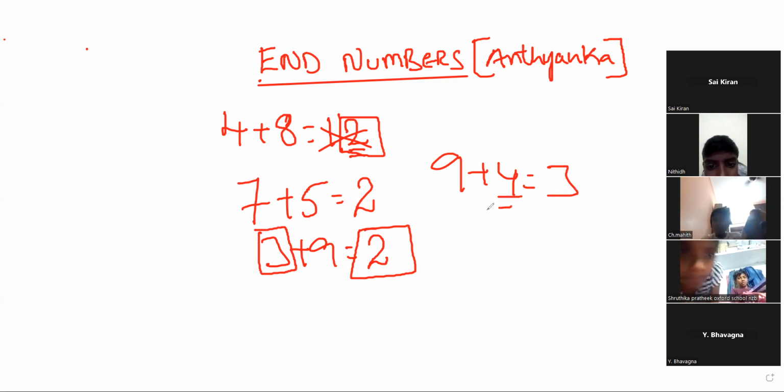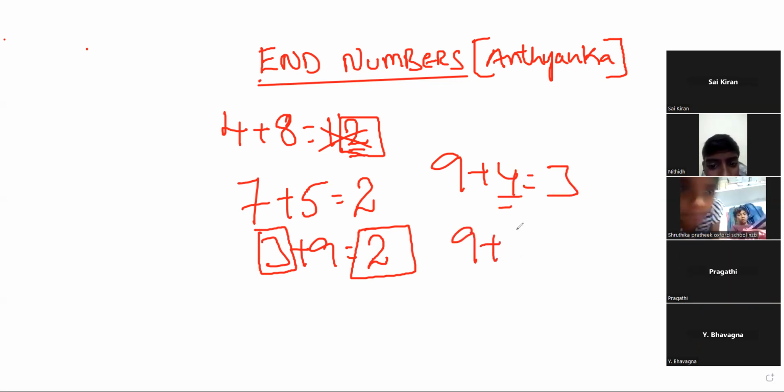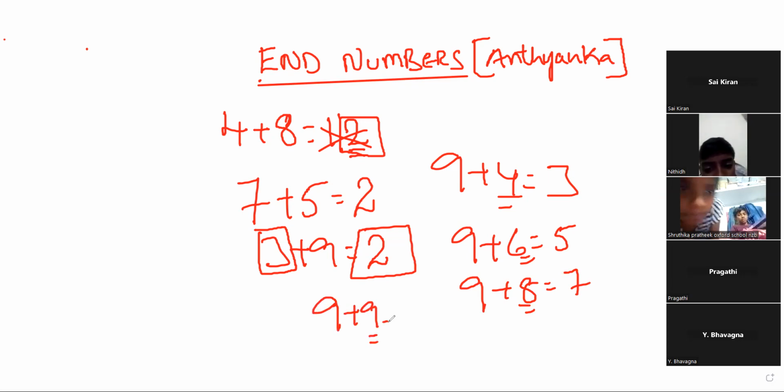That's the end number of 9 plus 4: 3. 9 plus 6. 6 one number short is 5. That is only for 9, not for all numbers. 9 plus 8. 8 one number short is 7. Now 9 plus 9. 9 one number short is 8. This only happens with 9. That's the end number of 9.